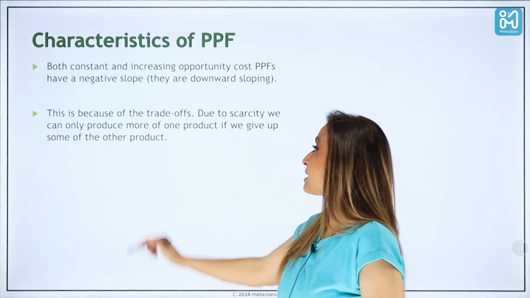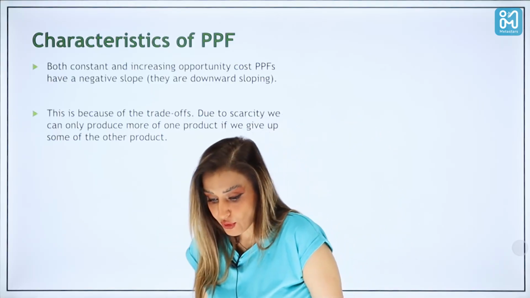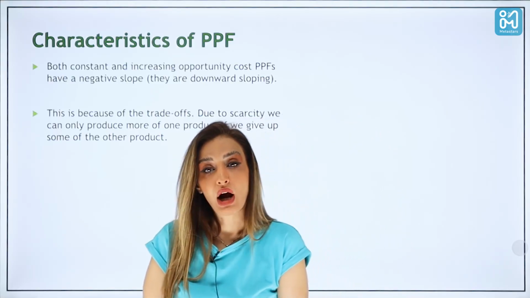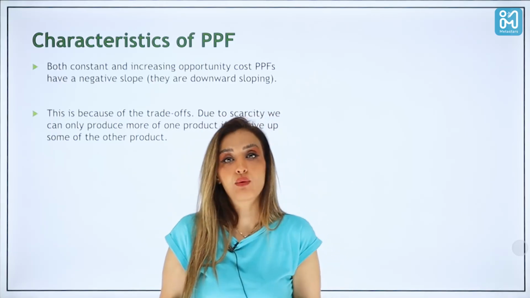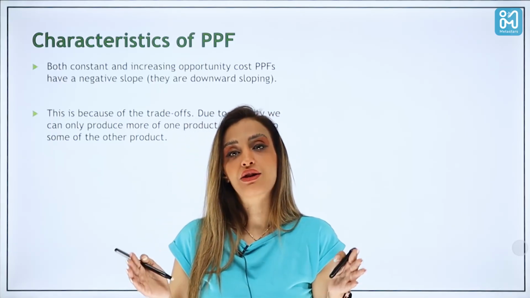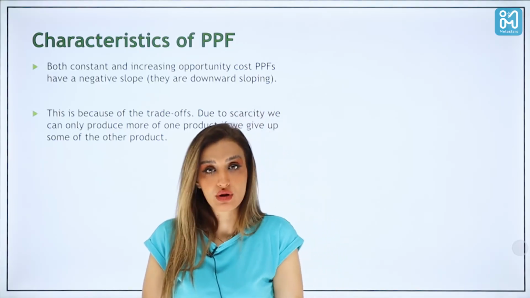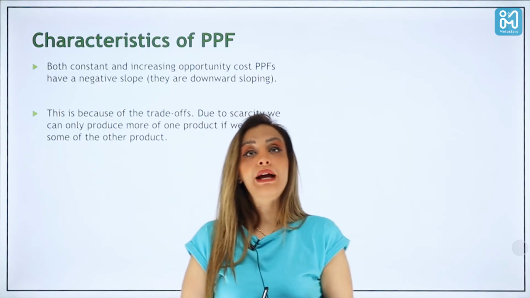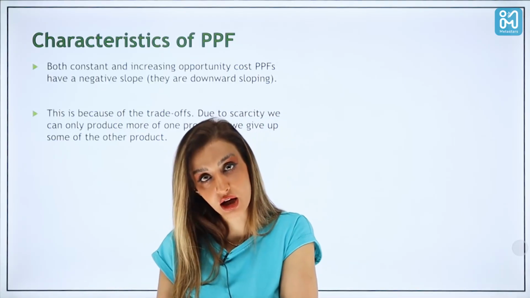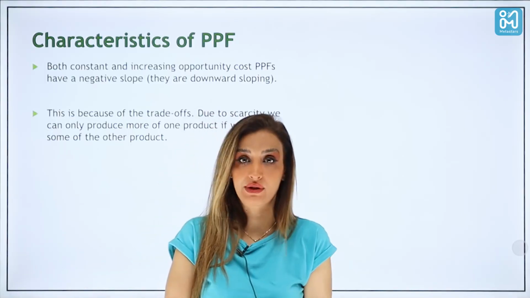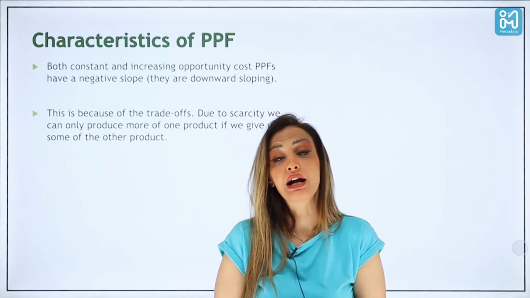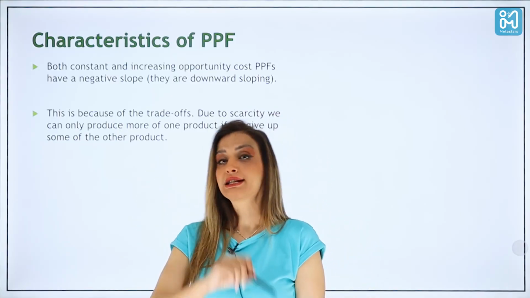Okay? This is because of trade-offs. Yes, of course. While we're trading, while we're doing anything, we are in a trade-off because we have to make choices. And when you make choices, you're sacrificing one, or giving up something instead of something else. That's why the slope is negative and downwards.